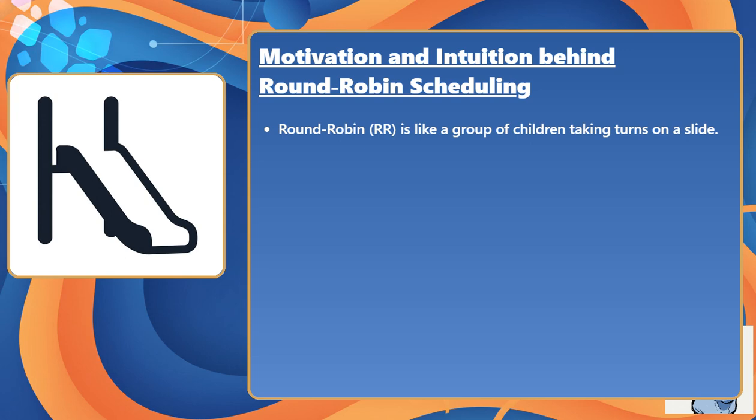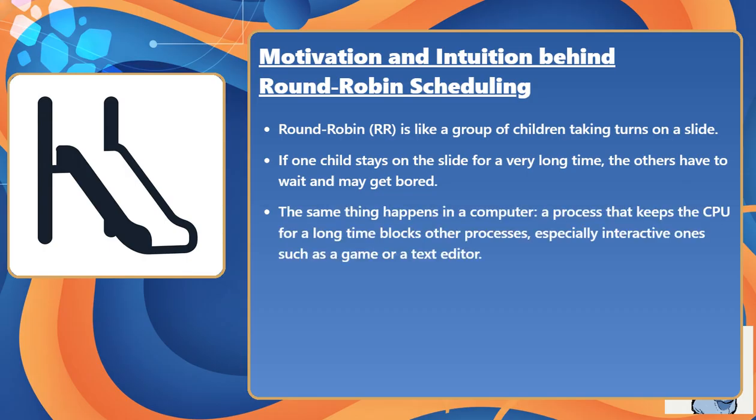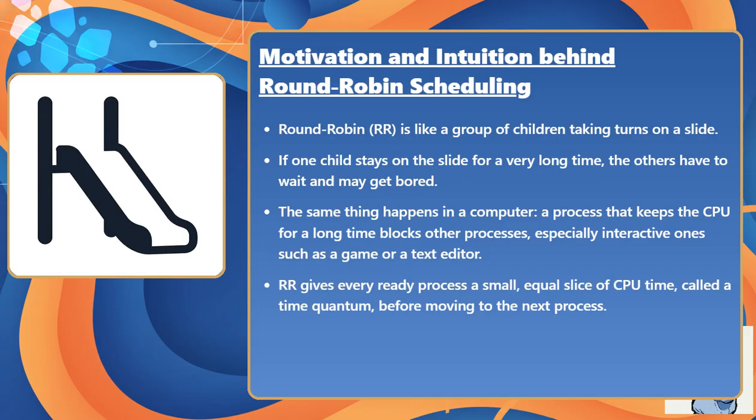Round robin, RR, is like a group of children taking turns on a slide. If one child stays on the slide for a very long time, the others have to wait and may get bored. The same thing happens in a computer. A process that keeps the CPU for a long time blocks other processes, especially interactive ones such as a game or a text editor. RR gives every ready process a small equal slice of CPU time, called a time quantum, before moving to the next process.